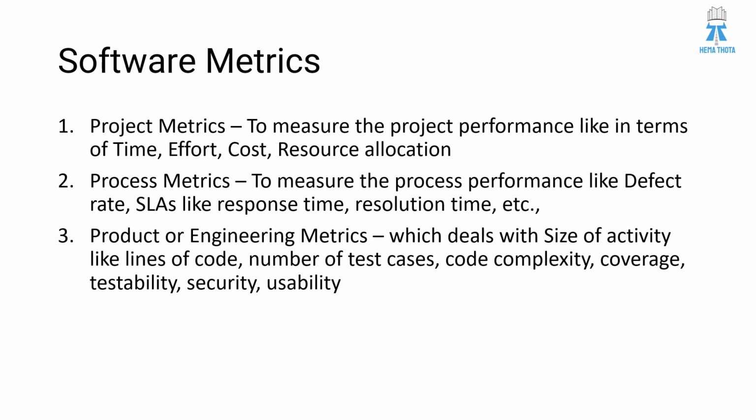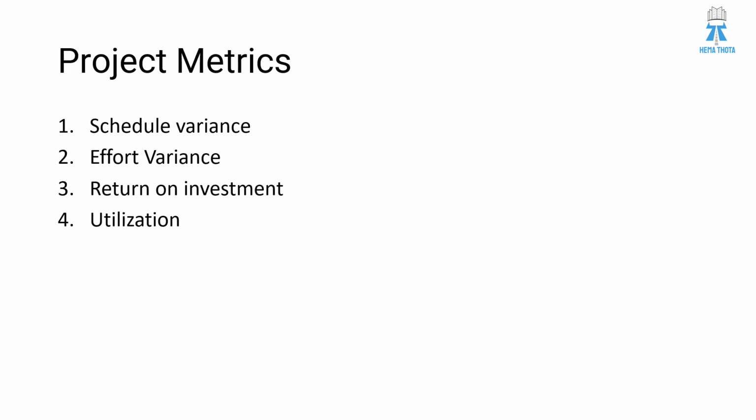And three is product or engineering metrics. So you're dealing with the product, how the product is performing, which deals with size of activity like lines of code, number of test cases, code complexity, coverage metrics, testability, security, usability, safety. These all things will come into picture in terms of product metrics or engineering metrics. So in this video, we are going to discuss the first category called project metrics.